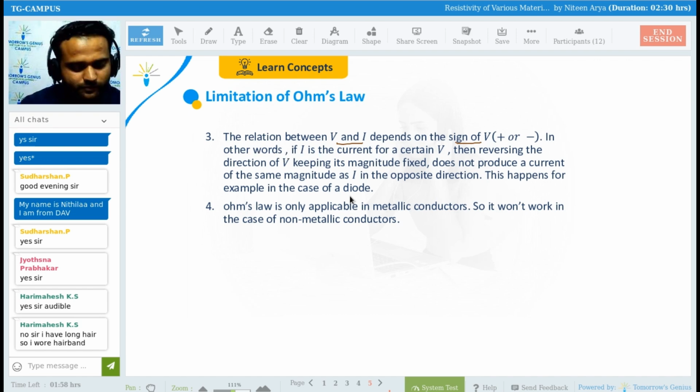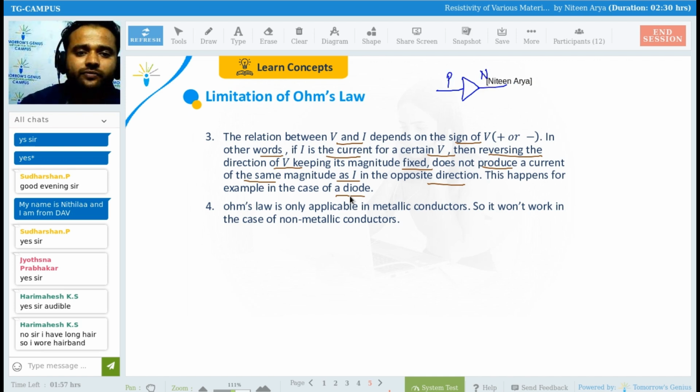In other words, if I is the current for a certain voltage, then reversing the direction of V, keeping its magnitude fixed, does not produce a current of the same magnitude as I in the opposite direction. This happens, for example, in the case of a diode. What is the meaning of this? A diode is a semiconductor. Okay, this is the symbol of a diode. This is your P part, this is your N part. Now, what is written in this diagram? This is your positive, this is your negative, right?